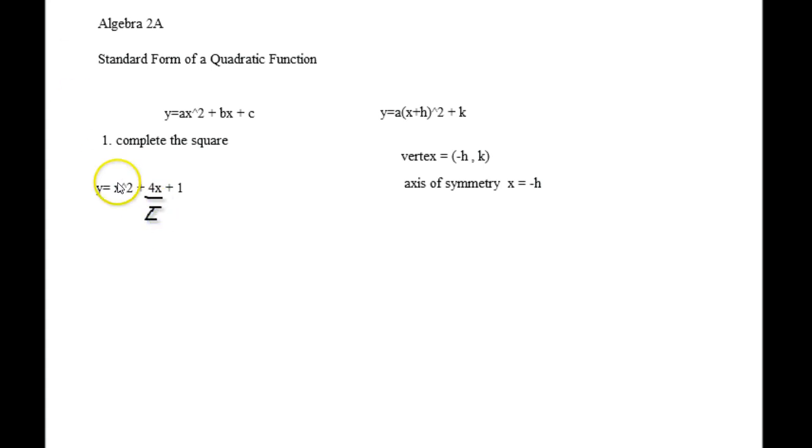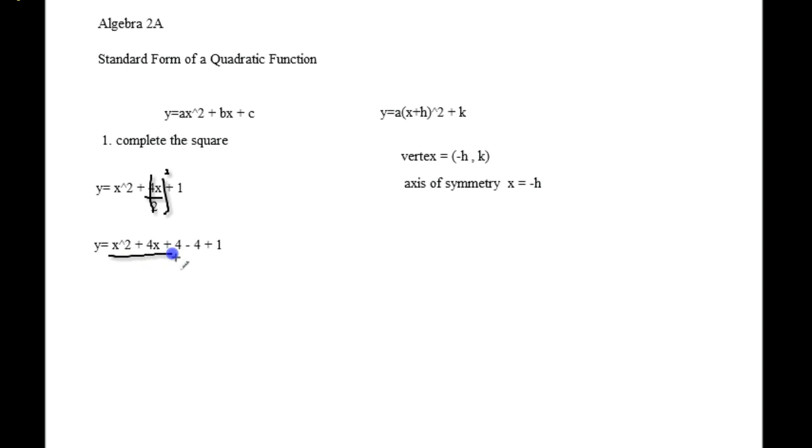You divide it by 2. Okay, and then after you divide it by 2, you square it. And what you're going to do is add that and subtract that on the same side. So we're going to go y equals x squared plus 4x plus 4 minus 4 plus 1. Okay?